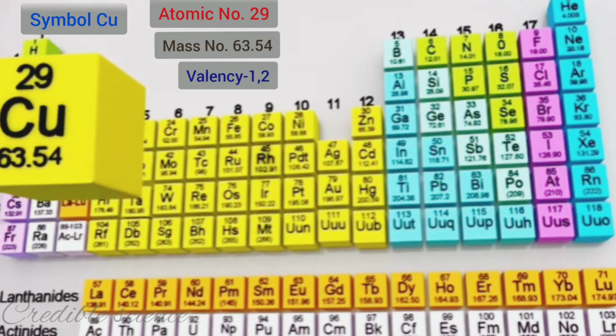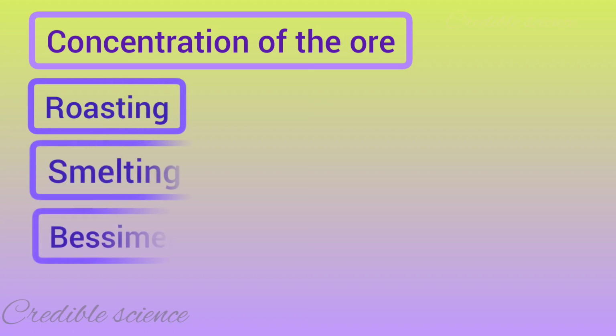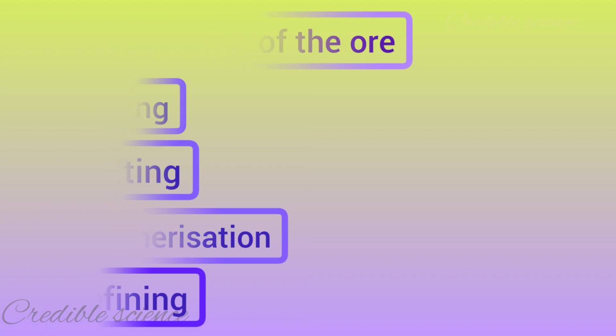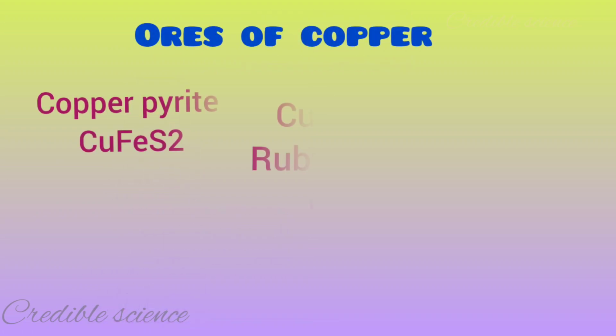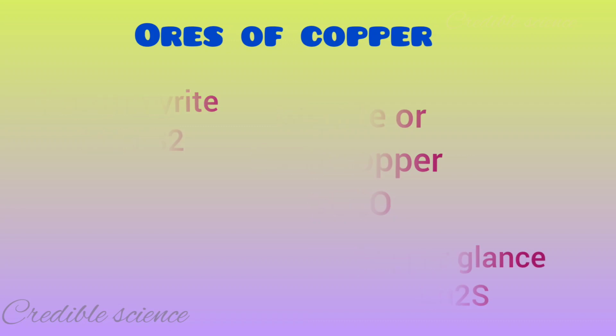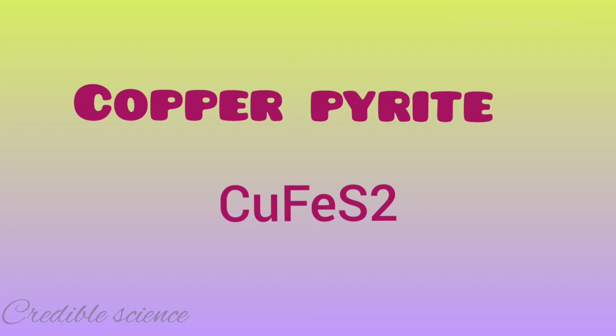Now let us know what are the steps involved in the metallurgy of copper: concentration of the ore, roasting, smelting, Bessemerisation and refining. What are the ores of copper? The ores of copper are copper pyrite, cuprite or ruby copper and copper glance. The important ore is copper pyrite. It is copper iron sulfide.